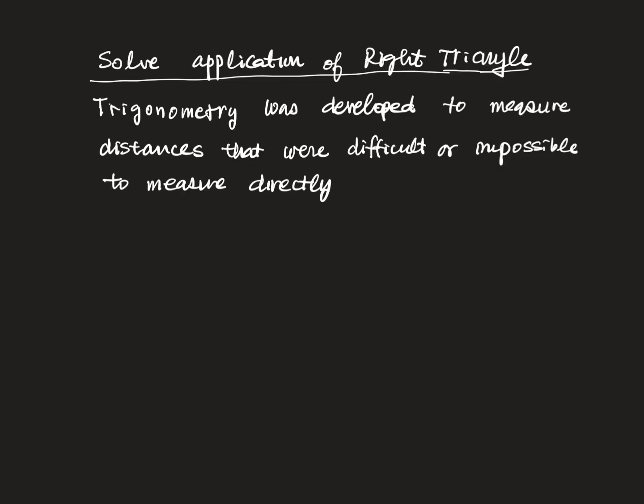We're gonna do real application problems of the right triangle. Why trigonometry is so important is that historically we use trigonometry to measure distances that are difficult or impossible to measure directly. So here are a couple of examples to see how to use trigonometry.